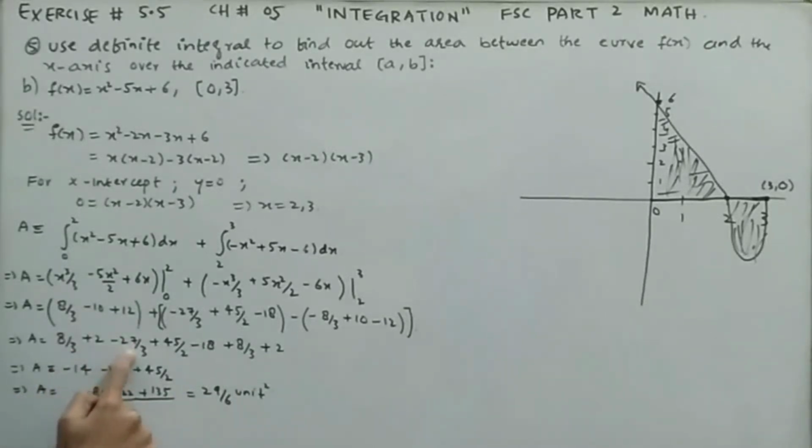8 by 3 minus 27 by 3 plus 8 by 3 gives us minus 11 by 3, and 45 by 2 comes down as it is. Now by taking the LCM, it gives us 29 by 6 square unit area. So the required area is 29 by 6 square unit.